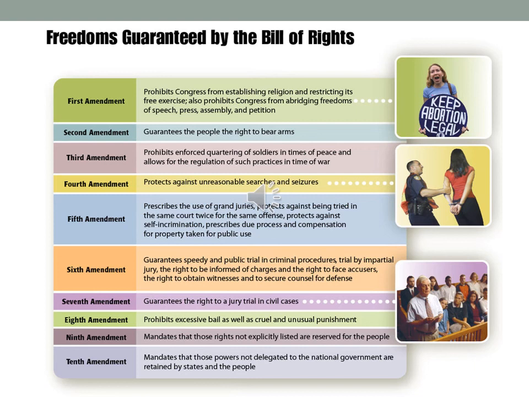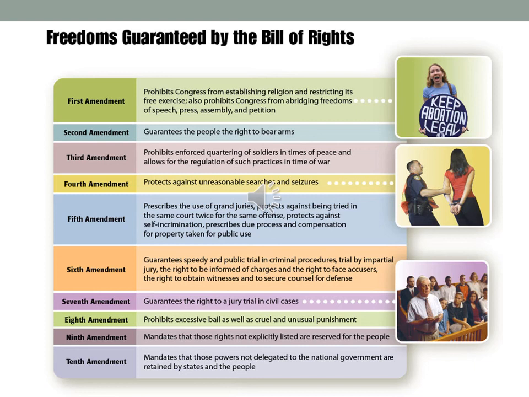This is just a quick summary of the freedoms guaranteed by the Bill of Rights. The First Amendment: freedom of religion, Establishment Clause, Free Exercise Clause, freedom of speech, press, assembly, and petition. Second Amendment: the right to bear arms. Third Amendment, which isn't really relevant anymore, but housing and quartering soldiers in times of peace. Fourth Amendment: protections against unreasonable searches and seizures, which is a controversial one now, with the USA Patriot Act and NSA spying revelations that have come about recently.